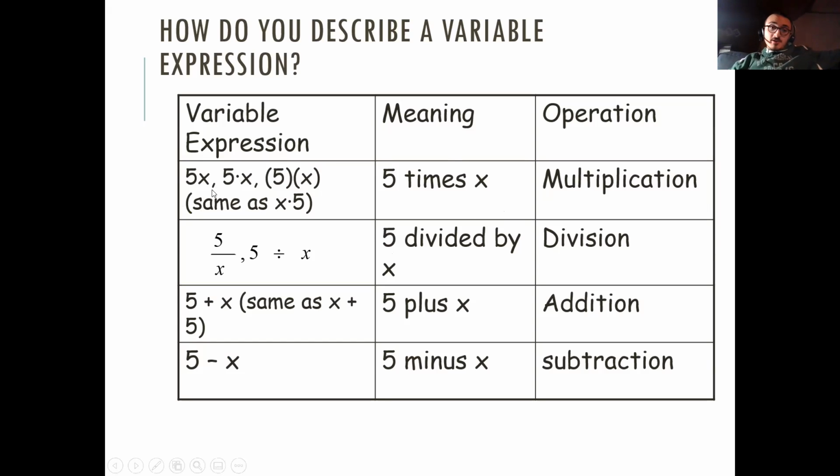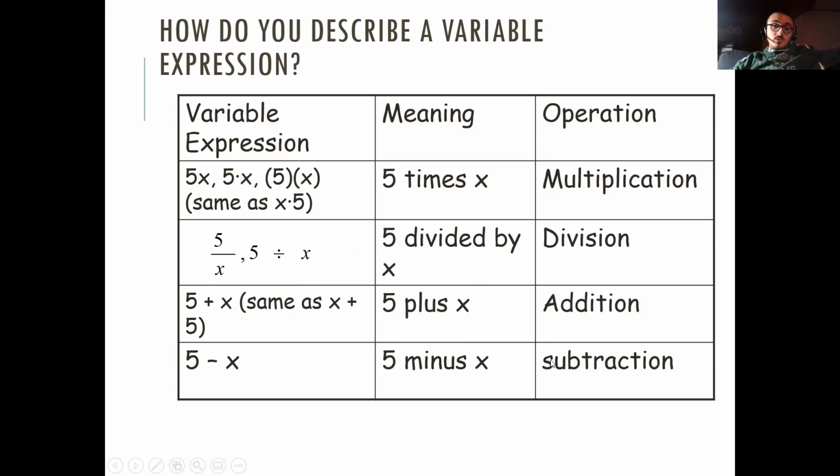Looking down, we have division. So 5 divided by x is how we would say this. 5 divided by x can be represented as a fraction with 5 over x, or it can be just using the operation symbol for division, 5 divide x. Again, going down, we have addition, 5 plus x. Right there, we have same value as x plus 5. Addition, it does not matter what order the two numbers are in. So x plus 5, you will get the same value as 5 plus x.